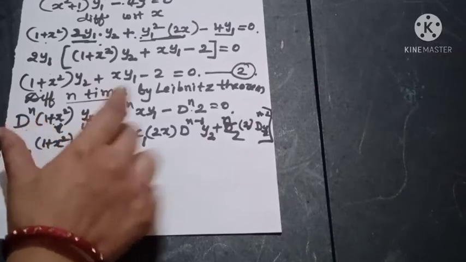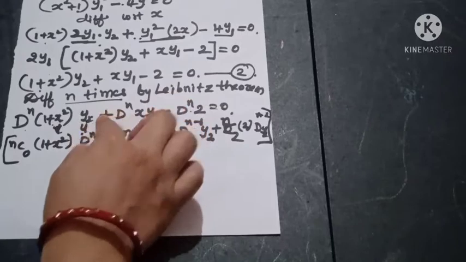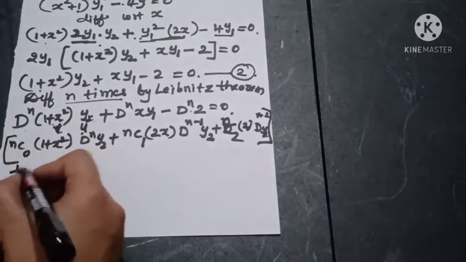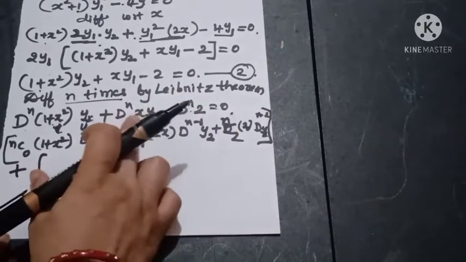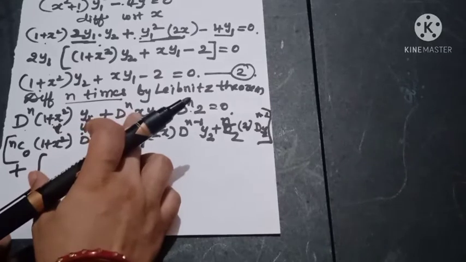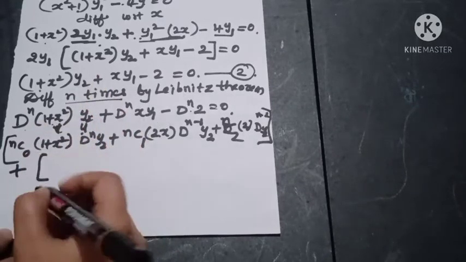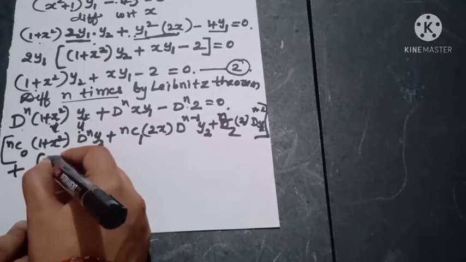Differentiation n times of this expansion is this one. Now we will take this plus sign as it is. Now differentiation of x y1. Here also 2 functions are there, x is there, y1 is there. We will take this one as v. So expand using the Leibniz theorem.